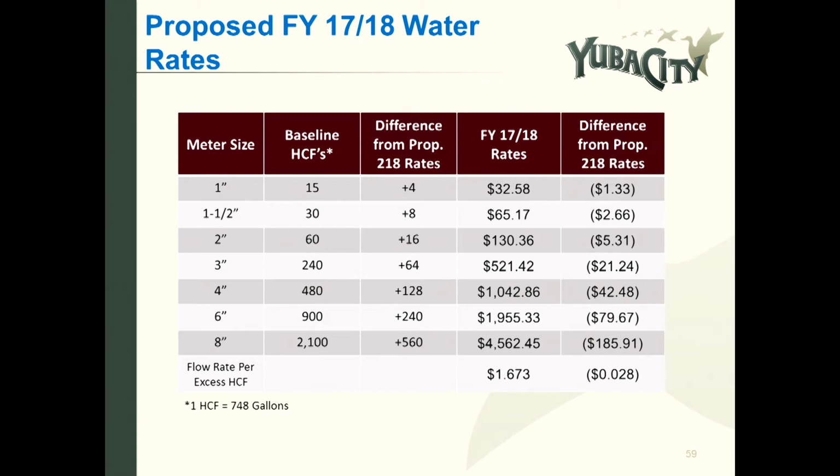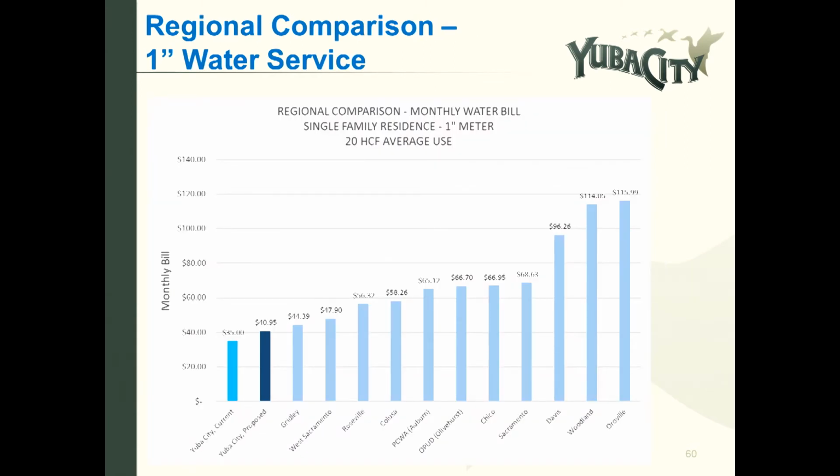As part of the budget study session, council asked staff to do a regional comparison of how Yuba City's rates compare to other agencies. And so here's the water comparison, and we have a lot of agencies on this list, but what's important is here's Yuba City's current rate and Yuba City's proposed rate. So we're at the low end of the spectrum, and the agencies included on this list include Gridley, West Sacramento, Roseville, Colusa, Placer County Water Agency, OPUD, Chico, Sacramento, Davis, Woodland, and Oroville, with Oroville being at the high end of the spectrum. And this is based upon an average use of 20 HCF.